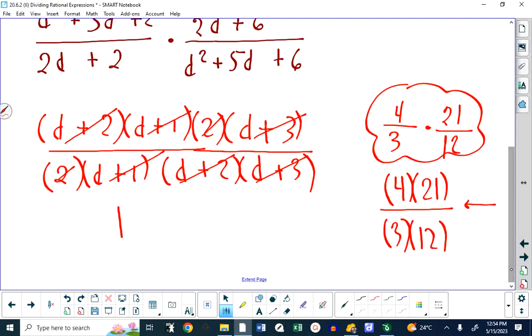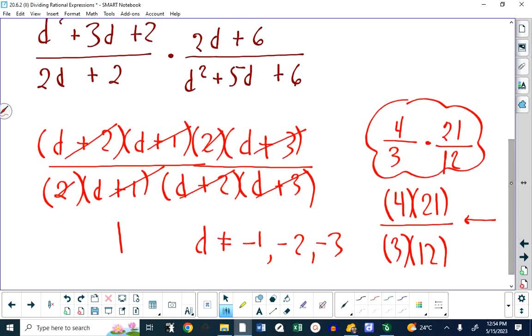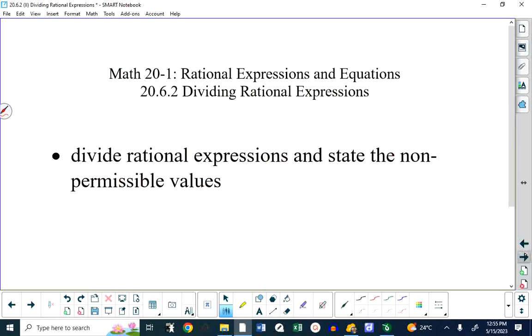By the way, the non-permissible values would be -1, -2, and -3. Don't read too much into the fact that it all cancels, but if it does all cancel, then you're left with 1. The bottom line is, I could have left these as separate rational expressions, and you're allowed to cancel a factor on any numerator with an identical factor on any denominator. Capiche? That's it. That was Friday's lesson, really. Put things together as a single rational expression and cancel.